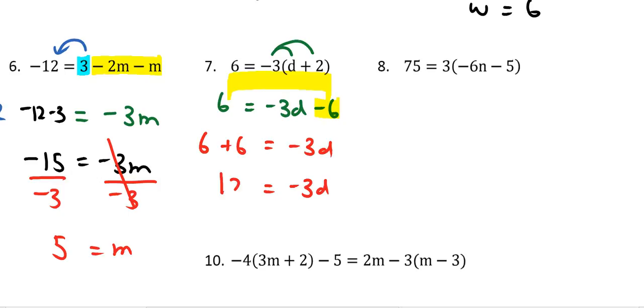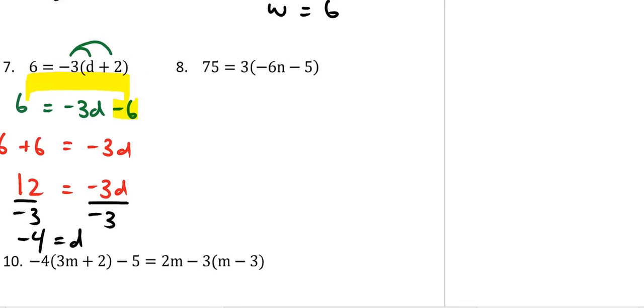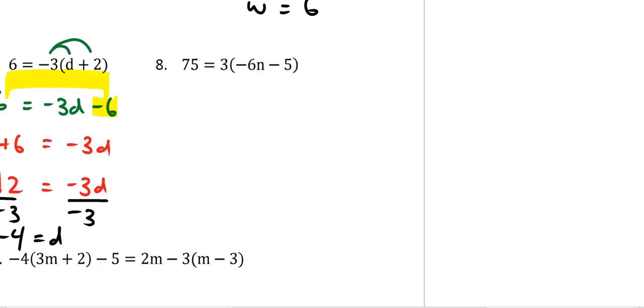6 plus 6 is 12, and then I divide both sides of the equation by -3, and this gives me d equals -4. Okay, moving on to question number 8 now. Just trucking along here. I see brackets, so let's get rid of the brackets by distributing, or rainbowing. This will be -18n plus 15, and this will be 75 on the left-hand side.